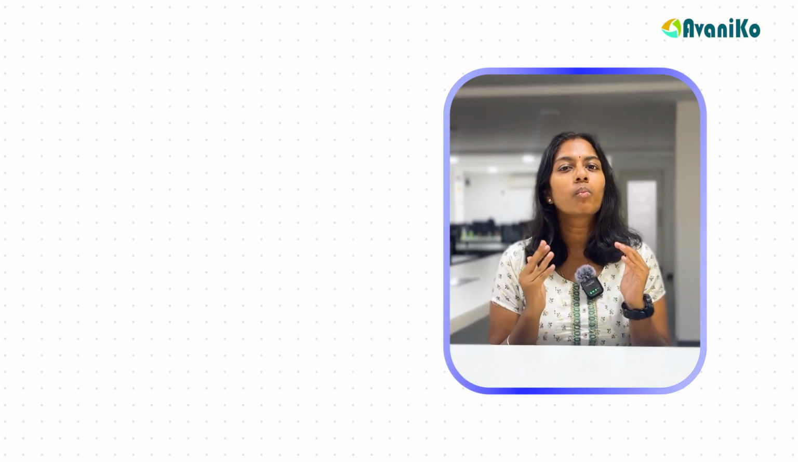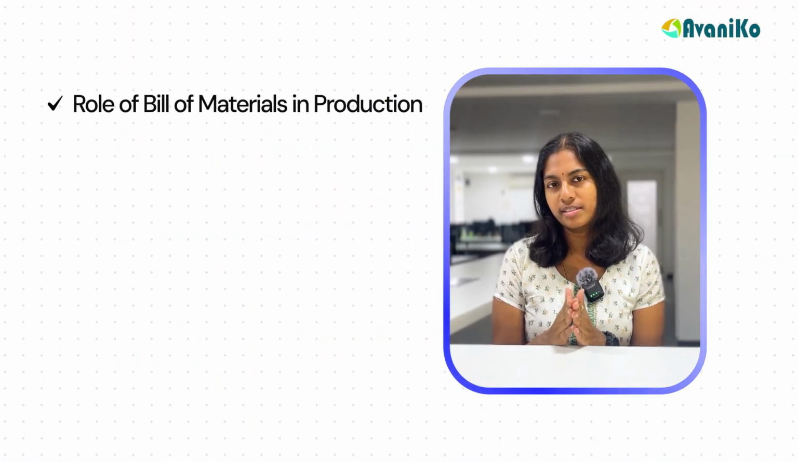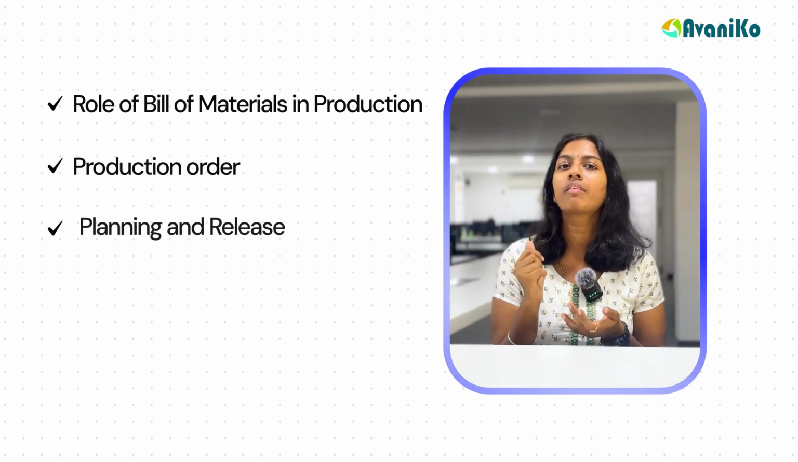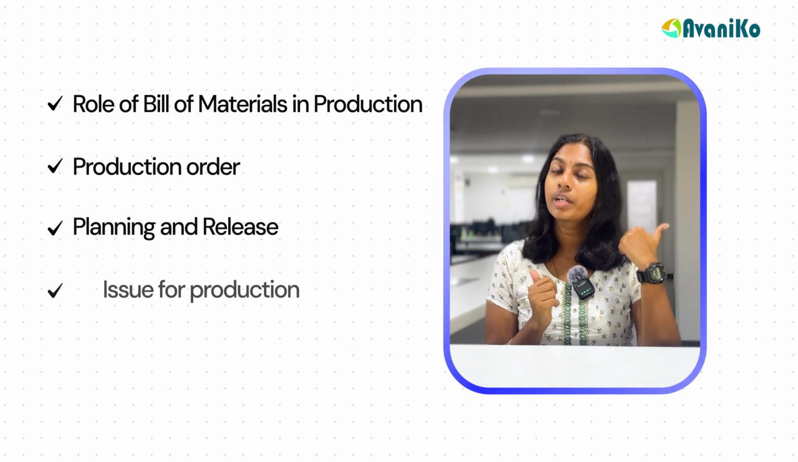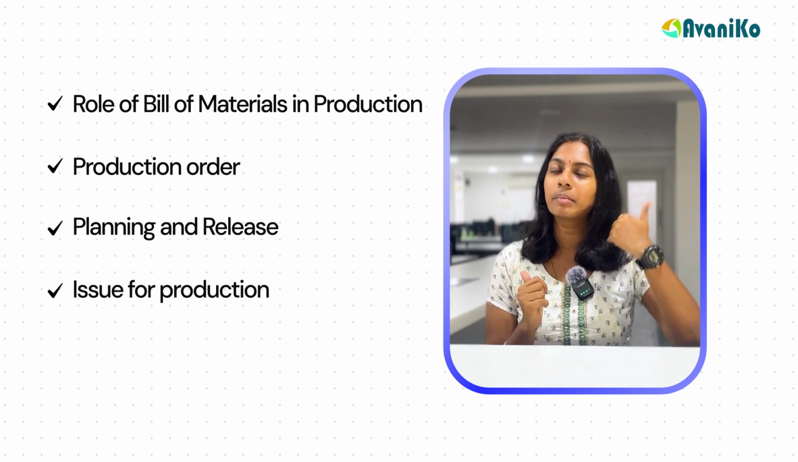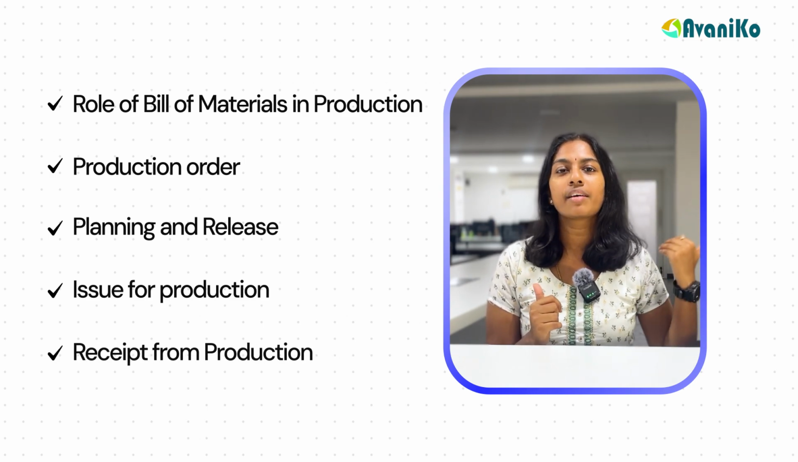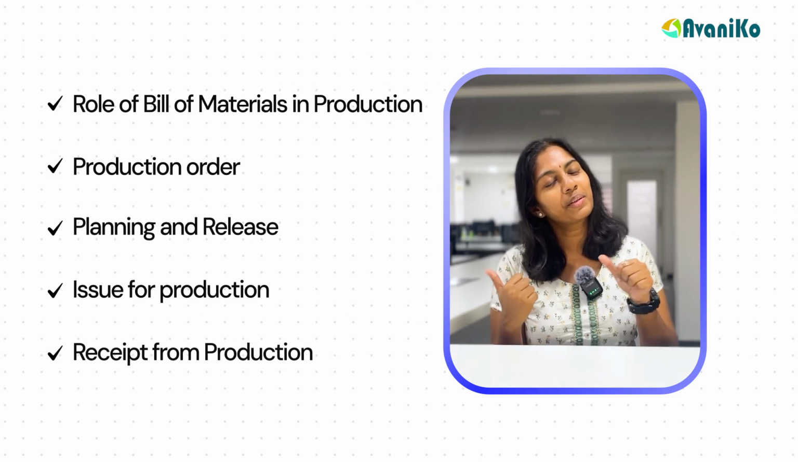Till yesterday we were seeing about the banking module. In today's video we're going to see about the production process. So basically, what is the role of bill of materials in the production process, how to create the production order, how to convert the status from planned to released, how to issue for production, and finally, after the production is over, how to take the finished goods away, the receipt from production. Let's get into the video.